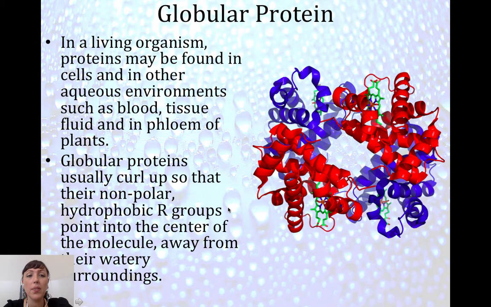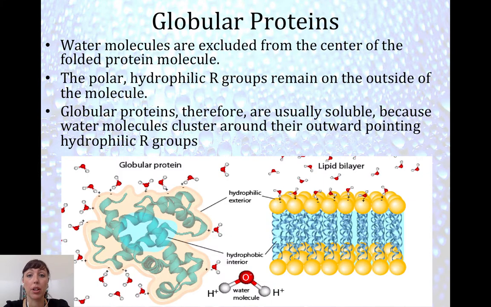So, in a living organism, proteins may be found in cells and in other aqueous environments such as blood, tissue fluid, and in the phloem of plants. Globular proteins usually curl up so that their nonpolar hydrophobic R groups point into the center of the molecule, away from their watery surroundings. So water molecules are excluded from the center of the folded protein molecule, and the polar hydrophilic R groups remain on the outside of the molecule. And therefore, they're usually soluble because water molecules cluster around their outward-pointing hydrophilic R groups.